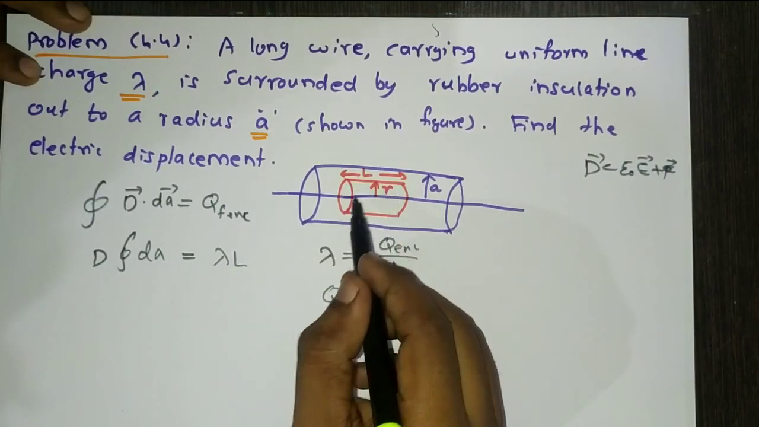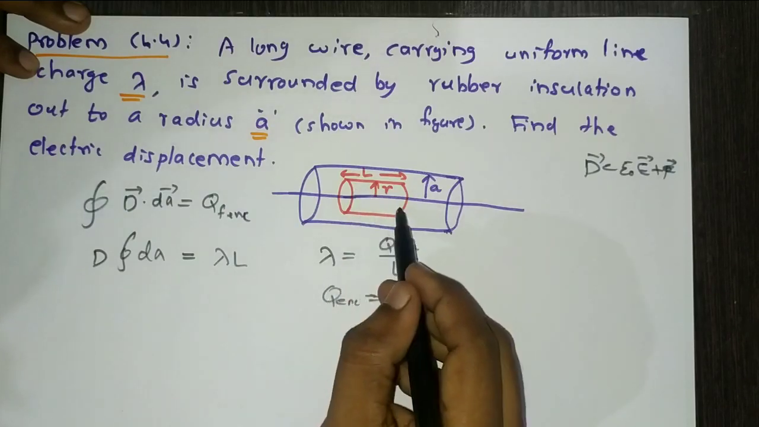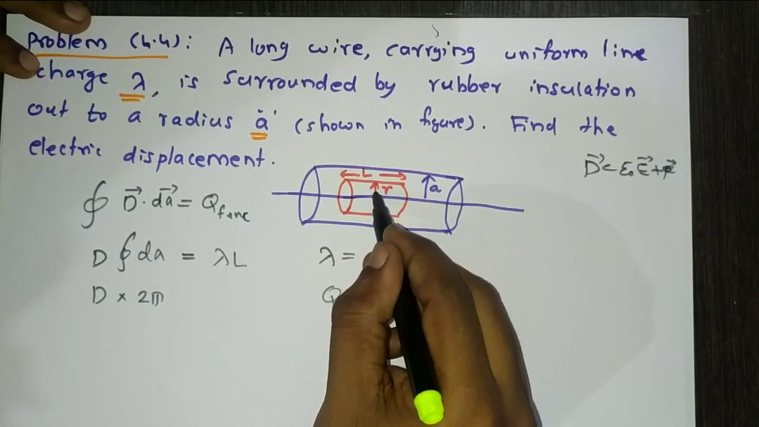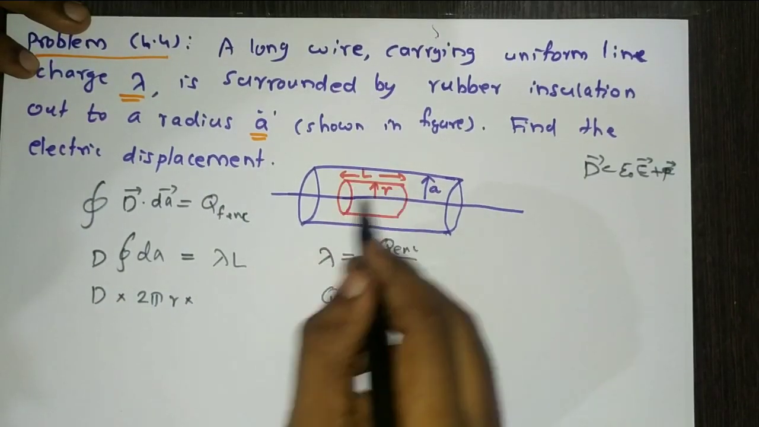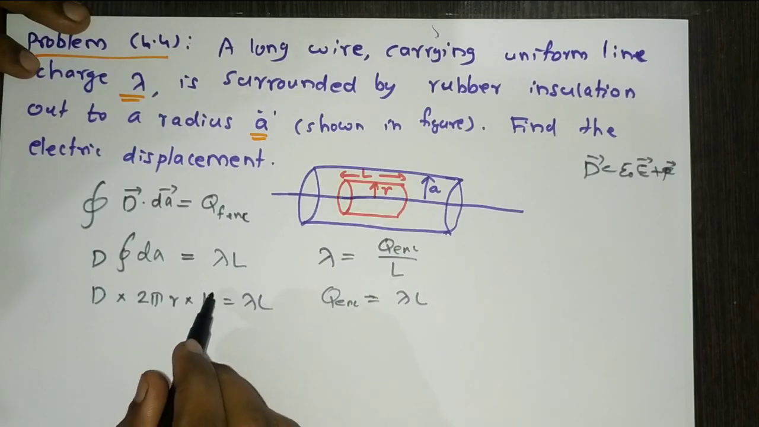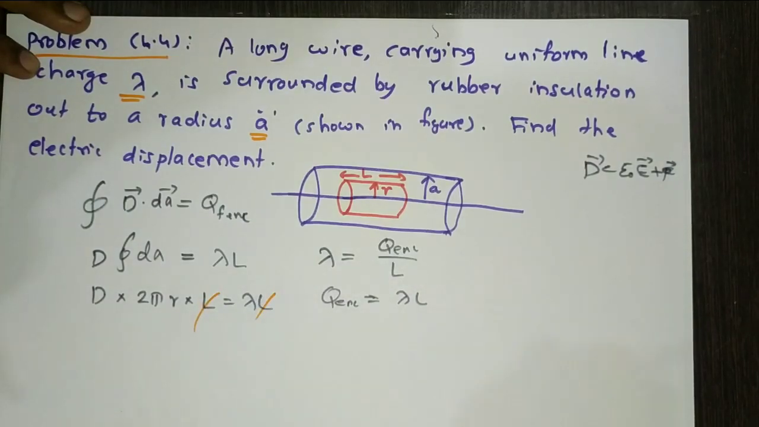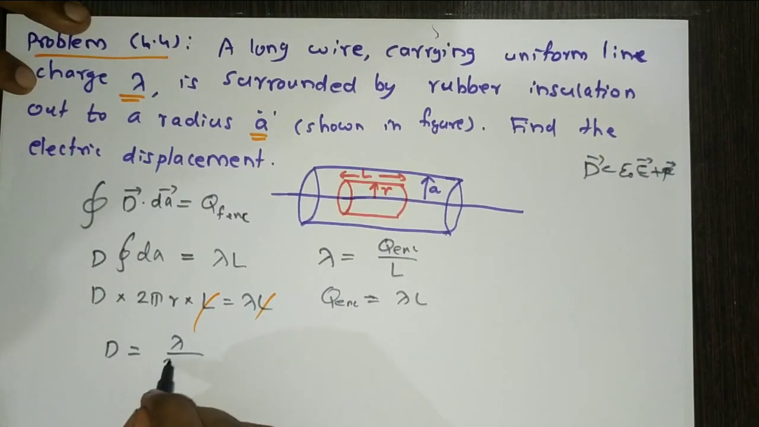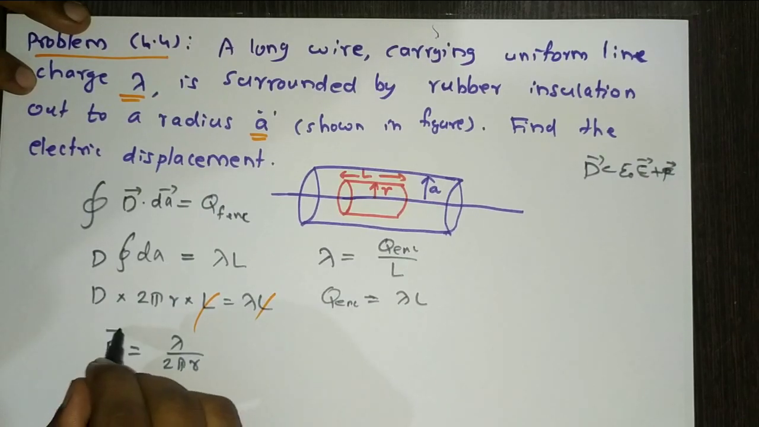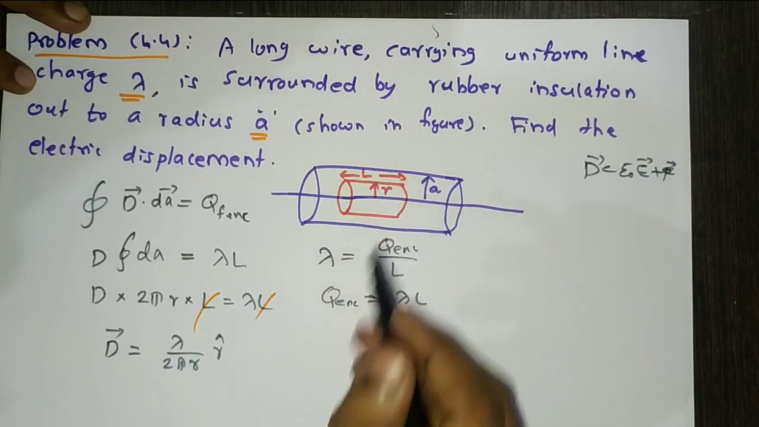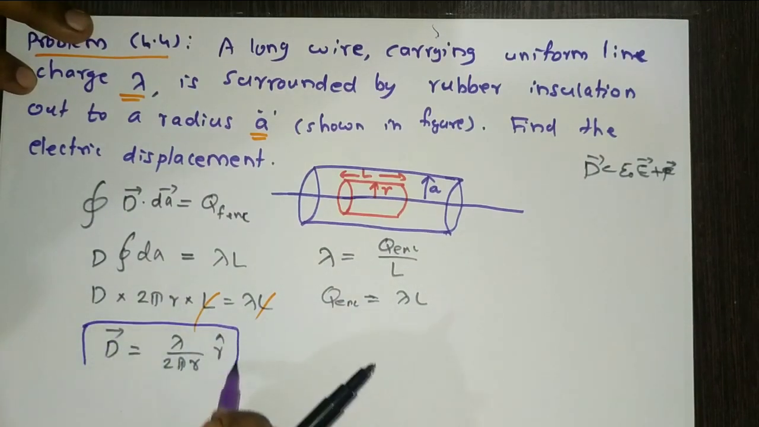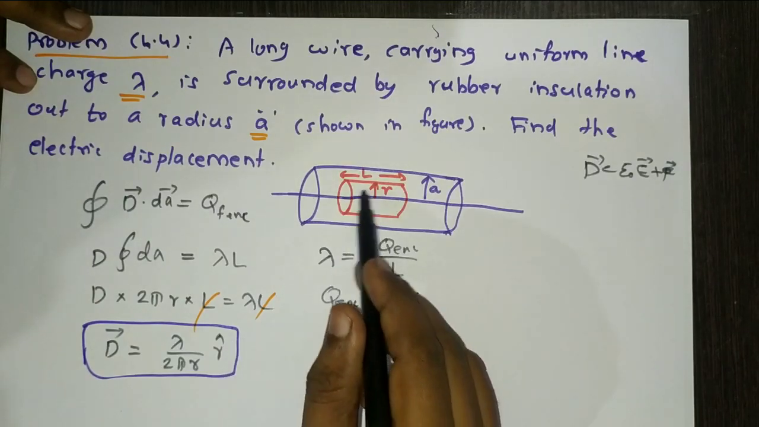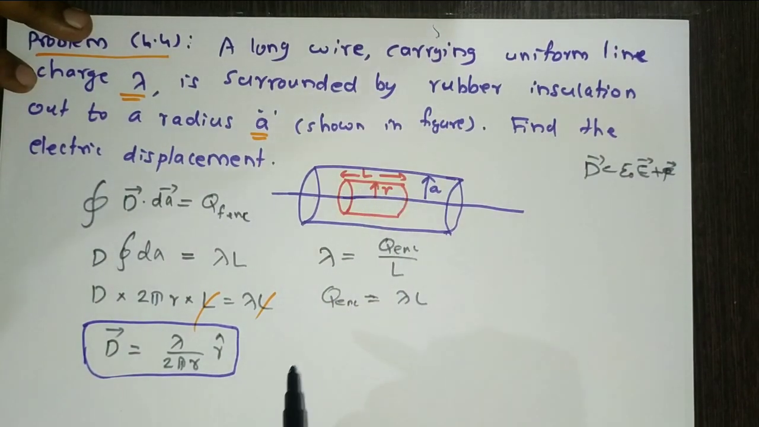The surface area of this cylindrical Gaussian surface can be 2 pi r into total length. Then this lambda length and length will cancel. Then the electric displacement vector D can be written as lambda divided by 2 pi r. Then the direction is along the radius vector r. Okay, this equation holds good within the insulation and also outside it.